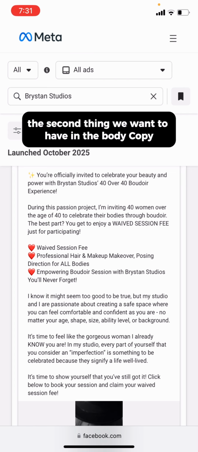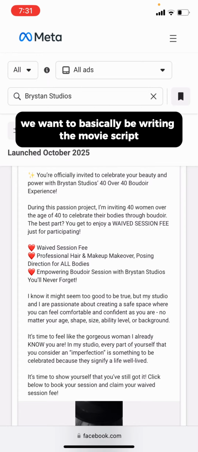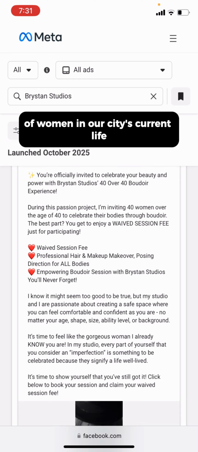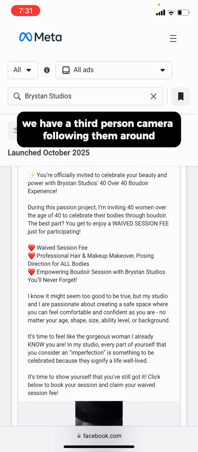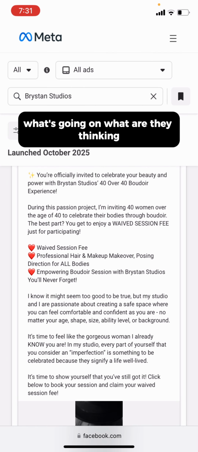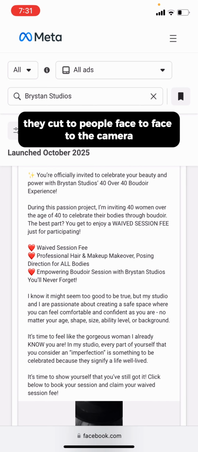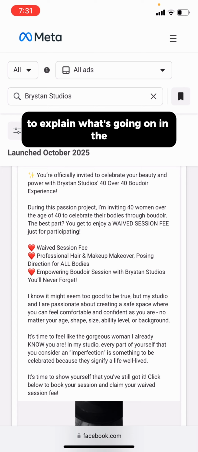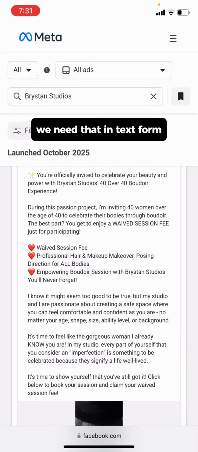All right, the second thing we want to have in the body copy is a story/narrative. We want to basically be writing the movie script of women in our city's current life. What's going on? It's like we have a third-person camera following them around recording, and we're writing that down in text form. What's going on? What are they thinking? What are they feeling? Kind of like those reality TV shows where they cut to people face to face with the camera to explain what's going on in the situation, the previous clip, what they're thinking, what they're feeling. We need that in text form.